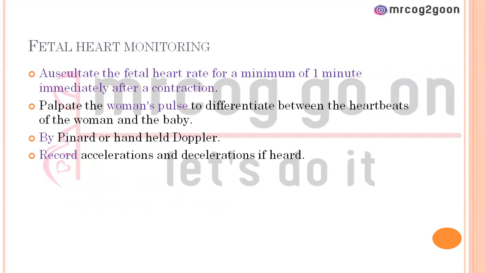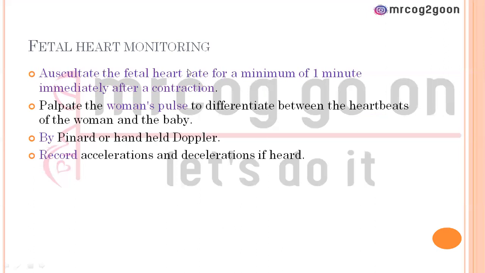This is the basic. We have to measure it for a whole minute after a contraction, and it must be immediately after a contraction. Why for a whole minute? To see any change. And why after a contraction? To observe if there is any acceleration or deceleration, and we will learn in a few minutes what acceleration and deceleration are. So this is a must.